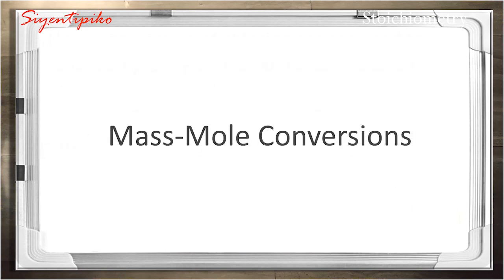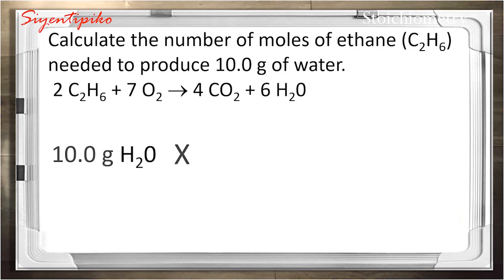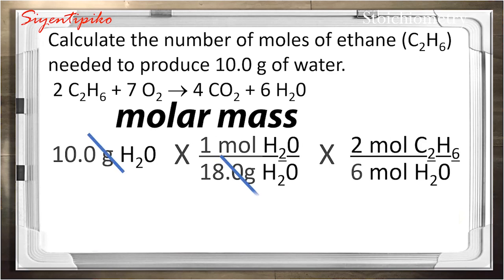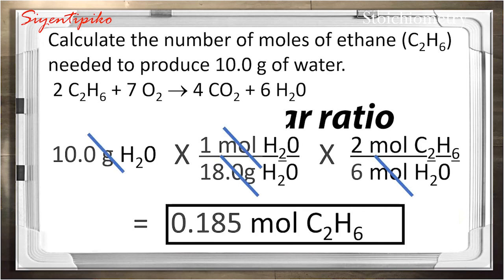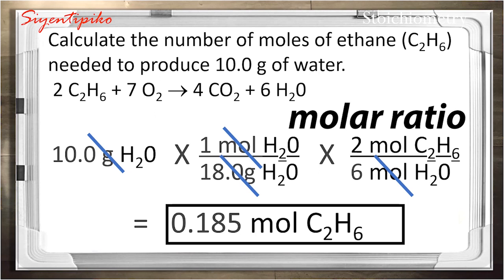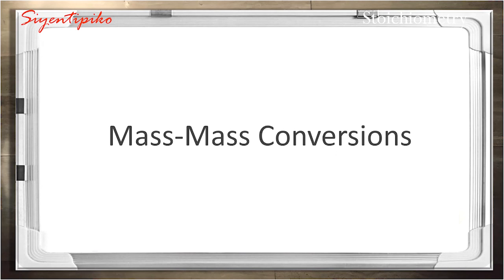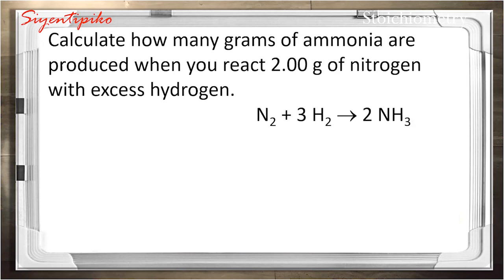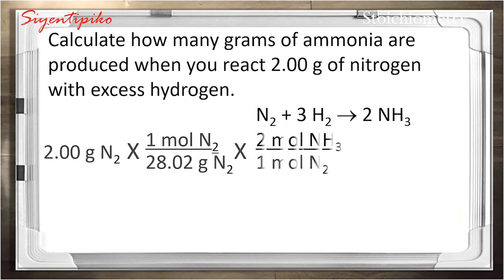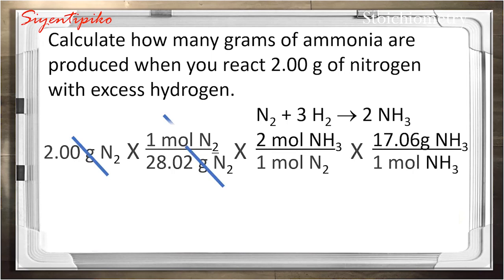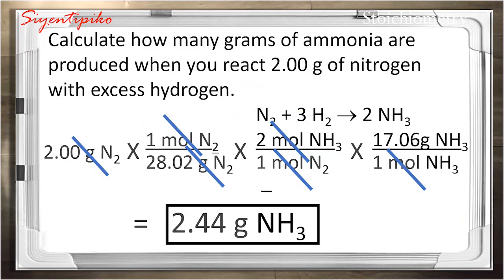For mass to mole conversions, we can also start with mass and convert to moles of product or another reactant. We use molar mass and the molar ratio to get to moles of the compound of interest. For mass to mass conversions, most often we are given a starting mass and want to find out the mass of a product we will get, or how much of another reactant we need to completely react with it. Now we must go from grams to moles, mole ratio, and back to grams of the compound we are interested in.